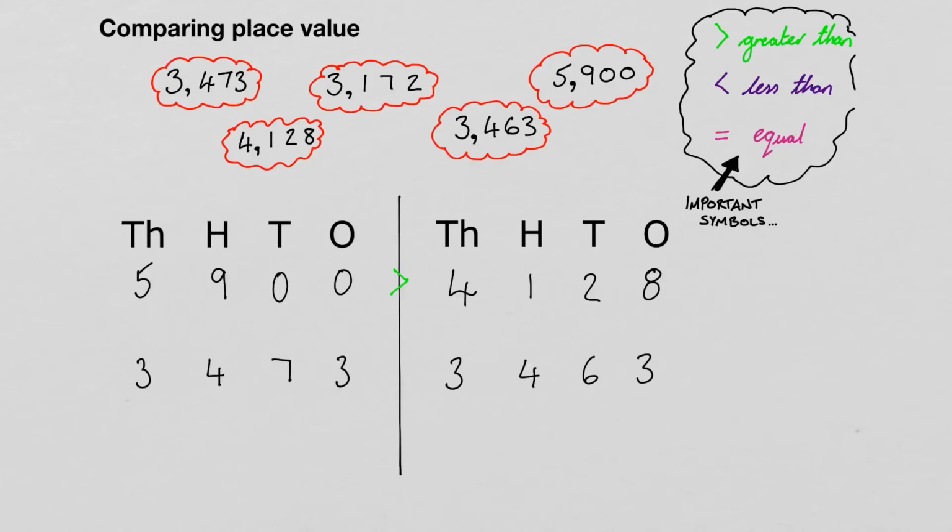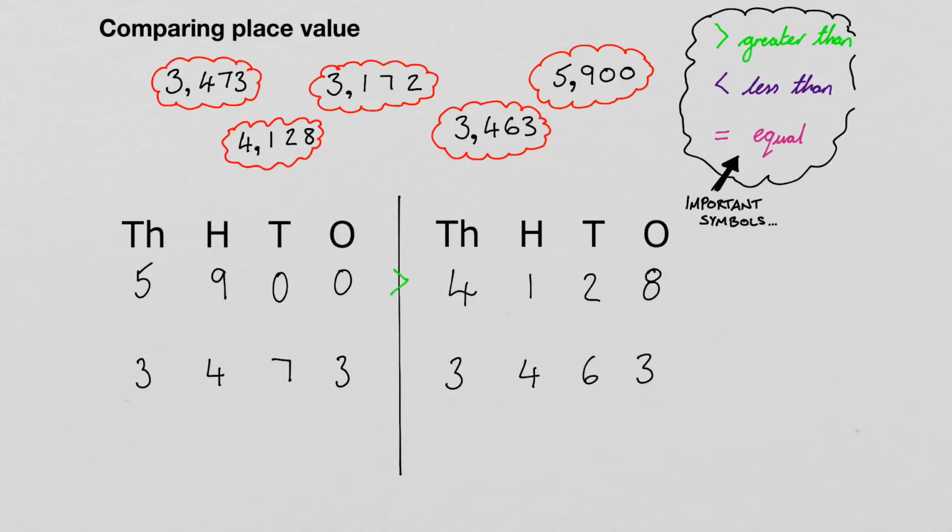Now, let's pick some numbers that are not quite so obvious. Here we now have two numbers: 3,473 and 3,463. And we start again, we're comparing, so we're going to start with the thousands column. Now, in this number, we've got 3 in the thousands, and in this number, we've got 3 in the thousands. So at this point, they look like they're equal, so we'll move down to the hundreds. We've got 4 in the hundreds column and 4 in the hundreds column.